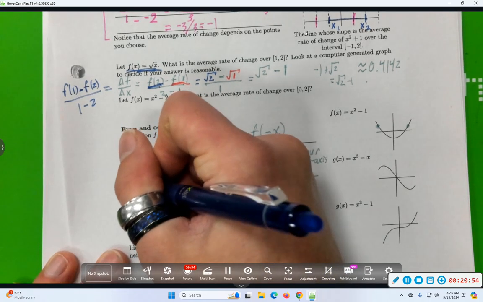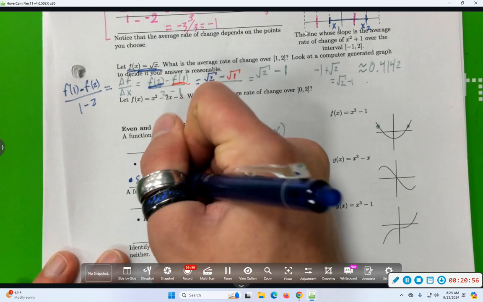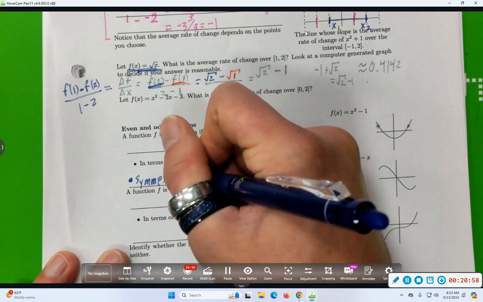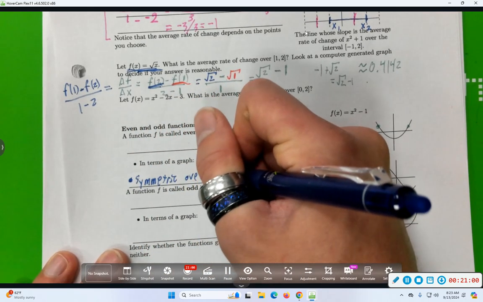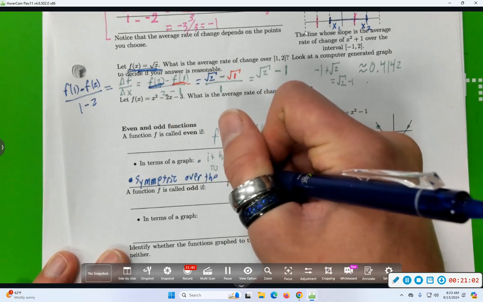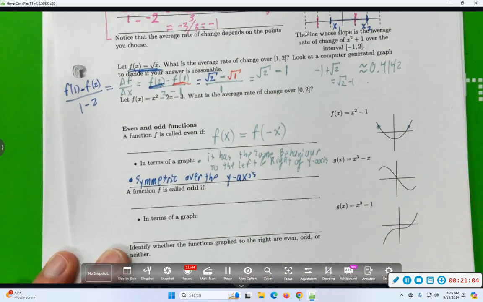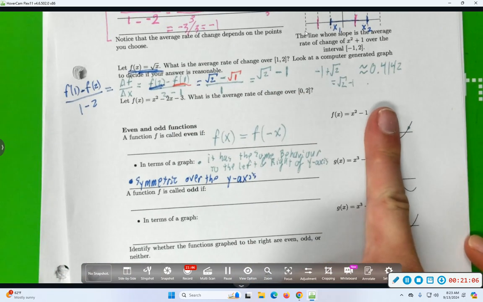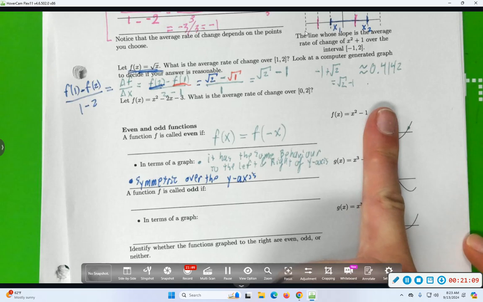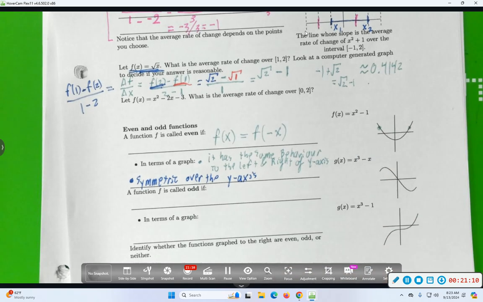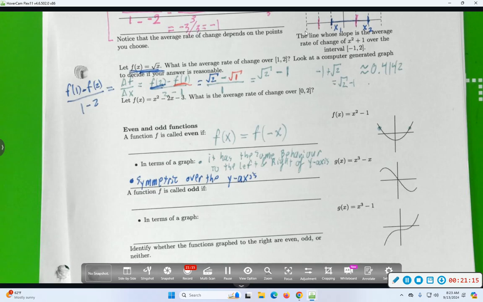Maybe I'll also say it's symmetric over the y-axis. As in, if you take what you see to the right of the y-axis and reflect it over the y-axis, you'll get what's going on to the left, which seems sensible. What does it mean for a function to be odd?